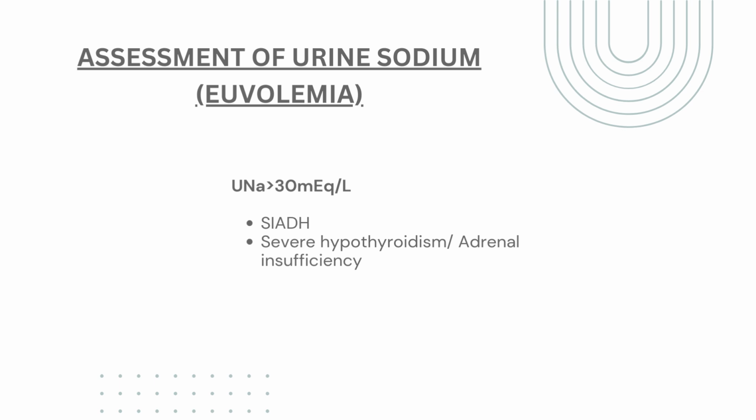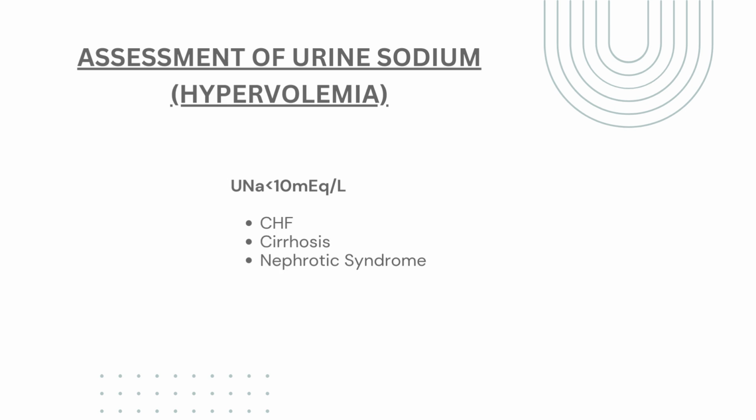For euvolemic patients with hyponatremia, urine sodium is mostly more than 30 milliequivalents per liter. Causes are SIADH, severe hypothyroidism, or adrenal insufficiency. For hypervolemic patients, due to low effective circulatory volume, there is activation of the renin-angiotensin-aldosterone system. That leads to low urine sodium, less than 10 milliequivalents per liter, seen in CHF, cirrhosis, and nephrotic syndrome.